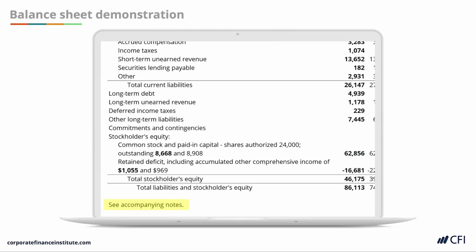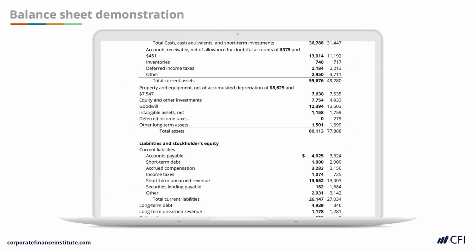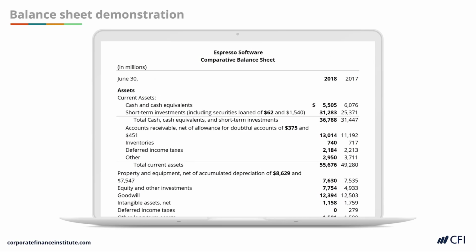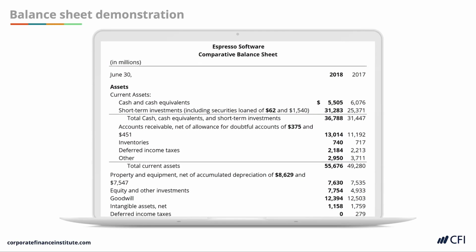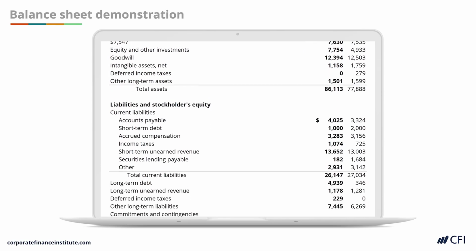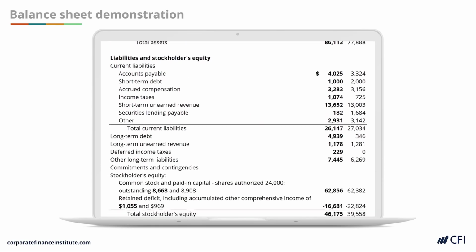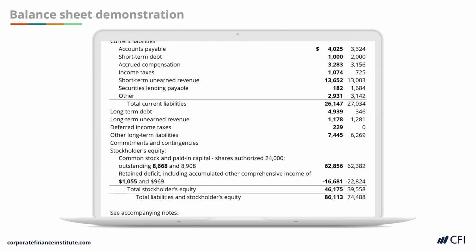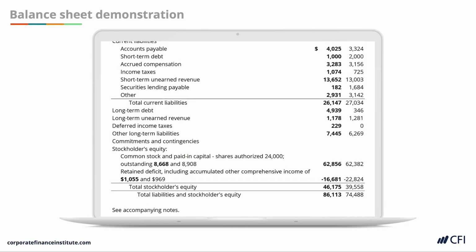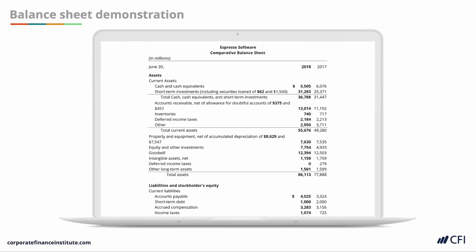For now, let's spend some time focusing on the accounts making up the balance sheet. A lot of the balance sheet accounts should look familiar to you. For example, cash, accounts receivable, inventories, property, plant, and equipment, accounts payable, debt, common stock, and retained earnings. Or for Espresso Software, retained deficit, indicating that they've been accumulating losses for a period of time. There are likely several balance sheet accounts that are unfamiliar to you. Let's take some time to explore those items in more detail.